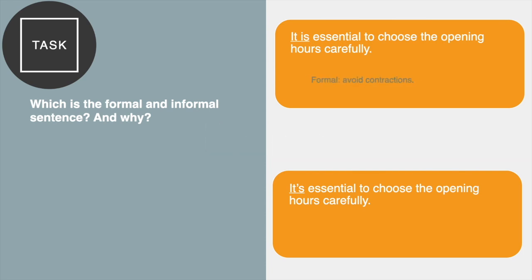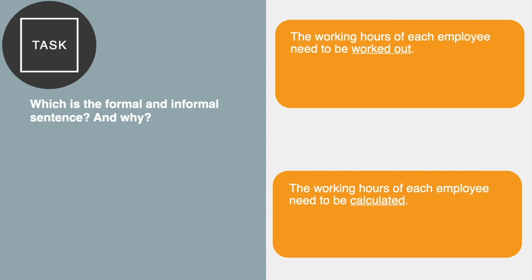So, the first sentence is formal. This is because it avoids contractions. On the other hand, the second sentence is informal, as it uses a contraction. Next, which is the formal and informal sentence, and why? So pause the video and press play when you're ready to progress.